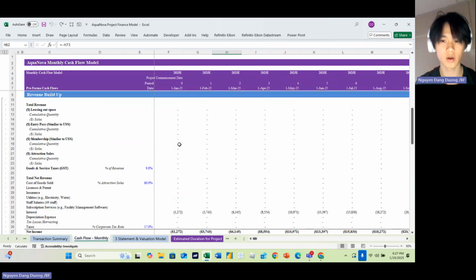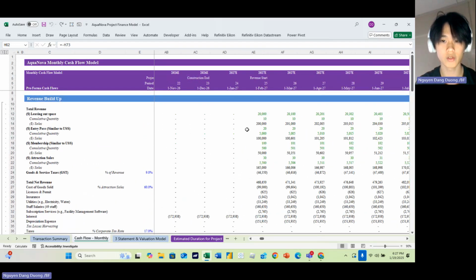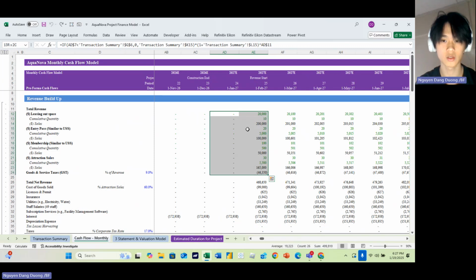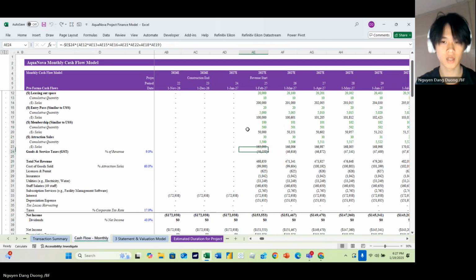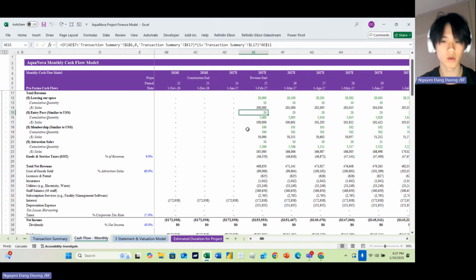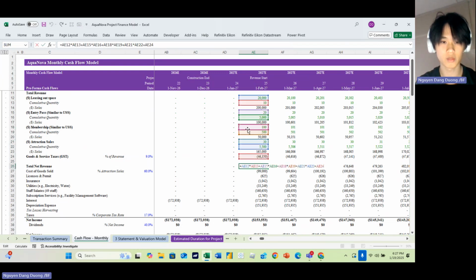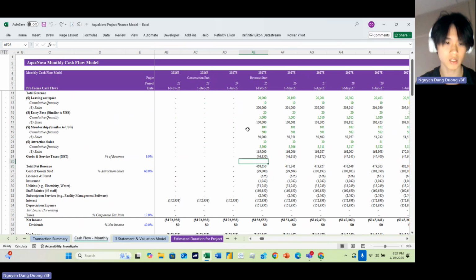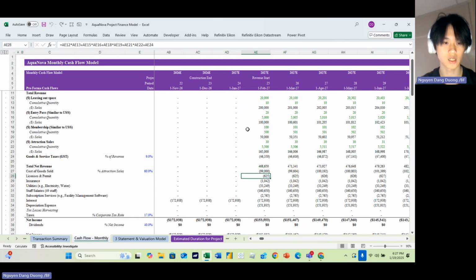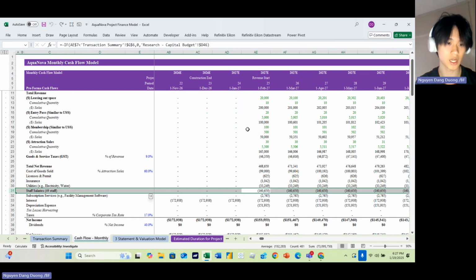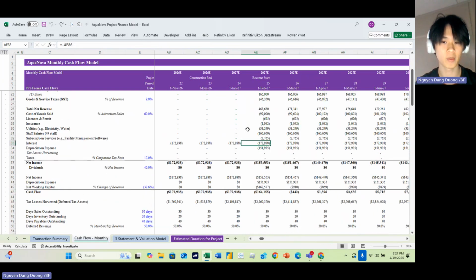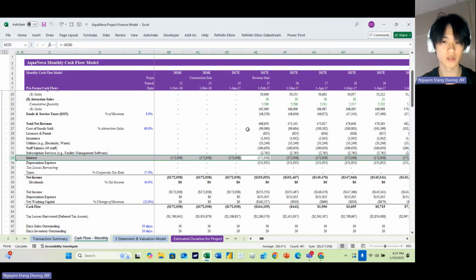And on our revenue build, our revenue only starts when our construction ends. Therefore, it actually starts about 2 months after that, because we have our testing and commissioning. Therefore, we have all our revenue line items, and from there we arrive at total net revenue after subtracting our goods and services taxes. After that, we have cost of goods sold, licenses and permits from our research, insurance from our research, utilities, salaries, and subscription services from our research. And we also have interest, but we'll get back to it later.